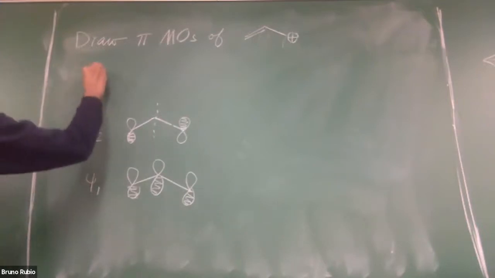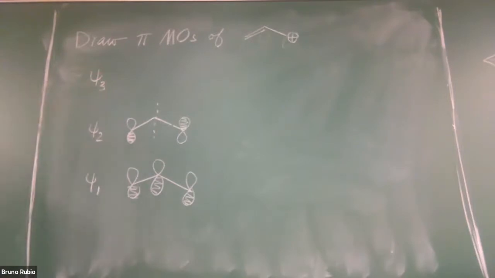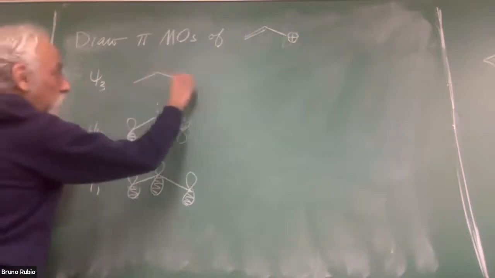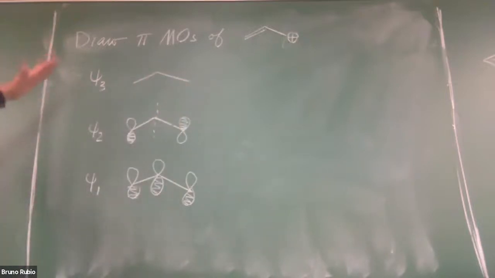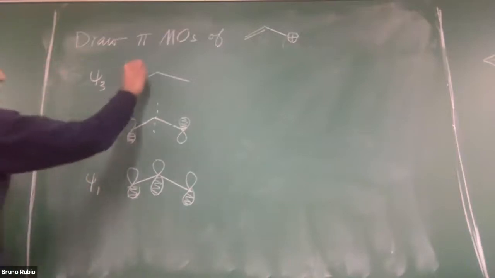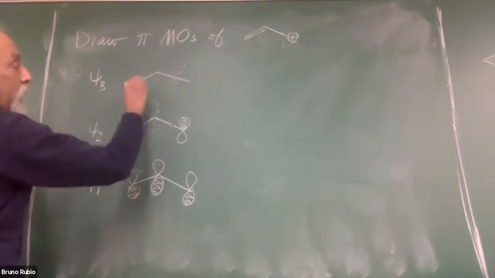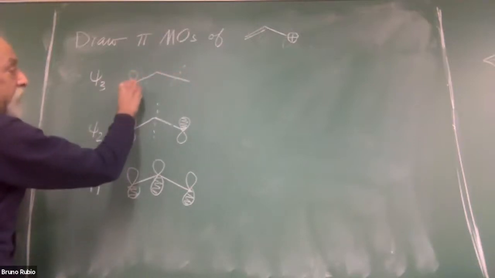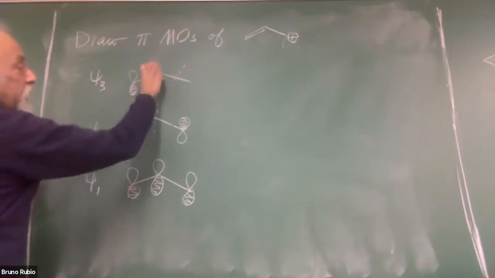Okay, so I have 3 interacting p orbitals. I'm going to have 3 pi molecular orbitals. So what does the third one look like? Third and highest one. It's going to have 2 internuclear nodes, right? 1 there and 1 there. So this is positive. This is negative.